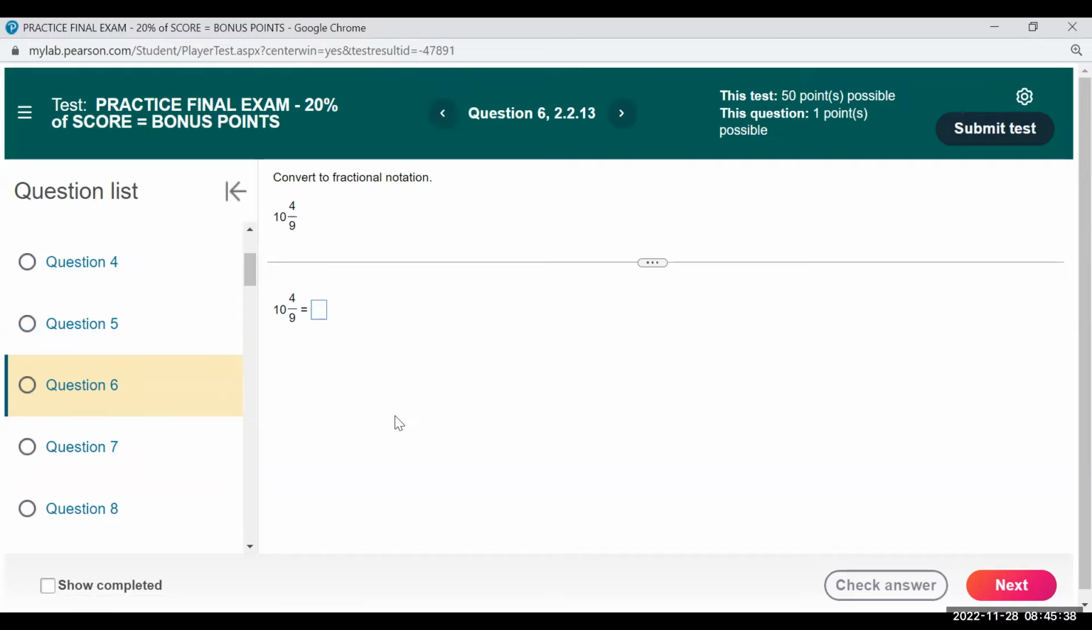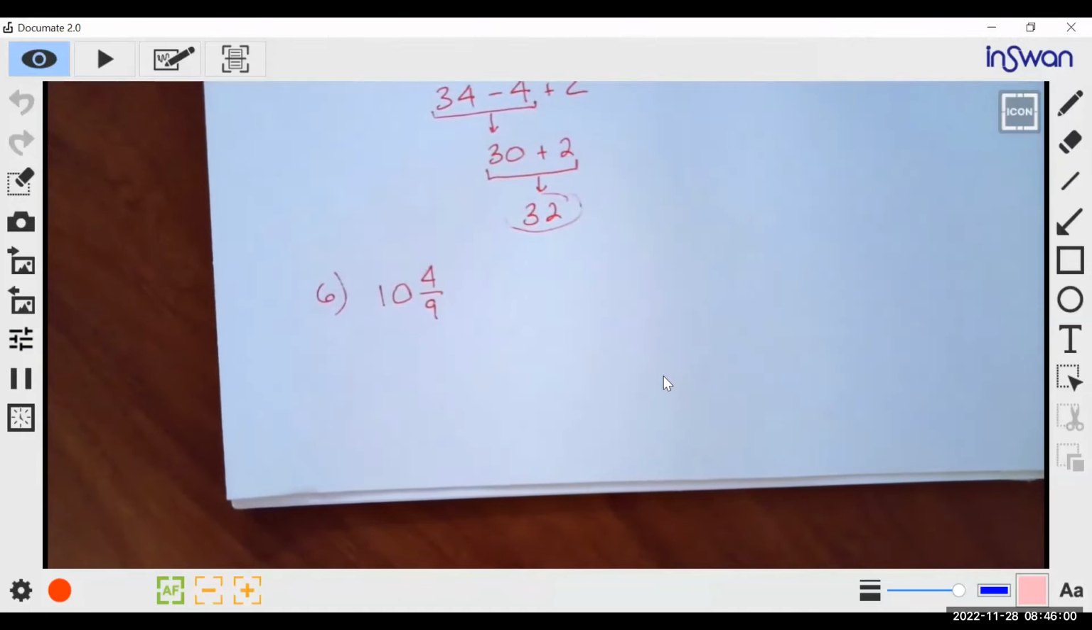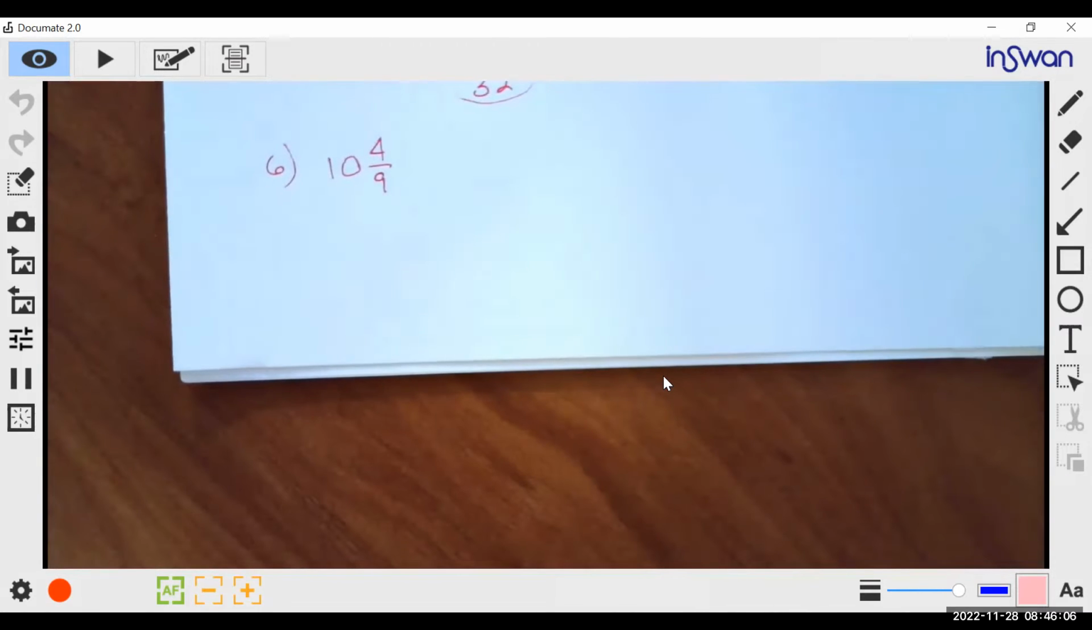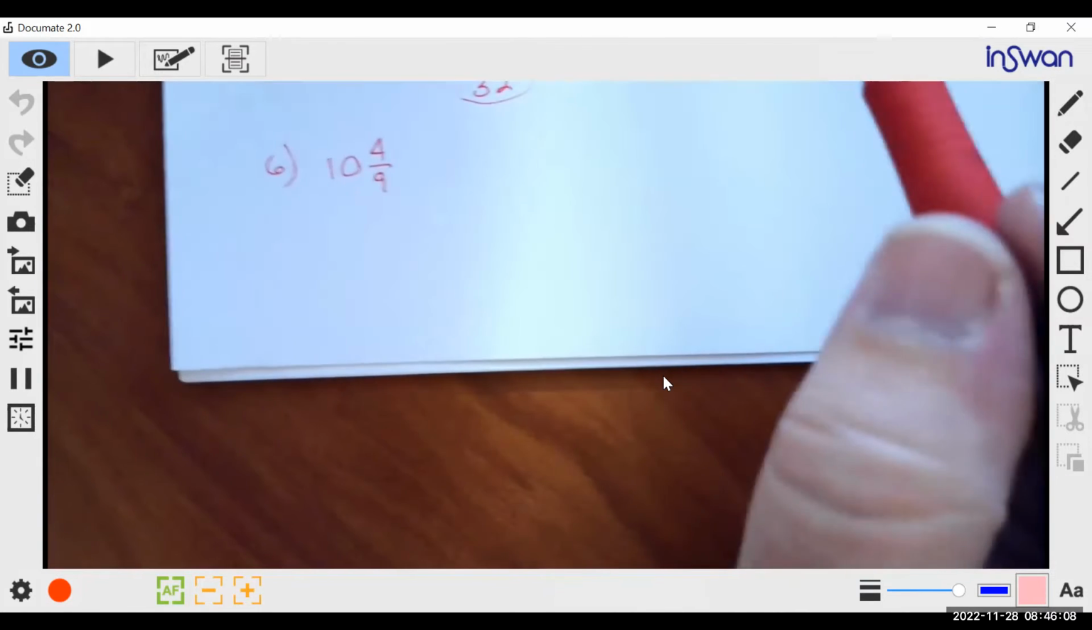Number 6. Convert to fractional notation. What does that mean? Yeah, it's going to be a fraction. What form is it now? It's a mixed number. We want to put it into an improper fraction. How do you do that?